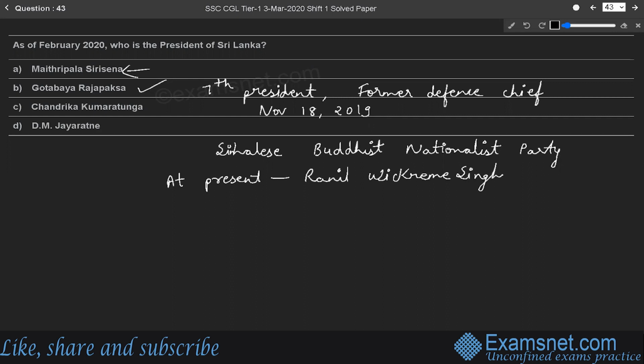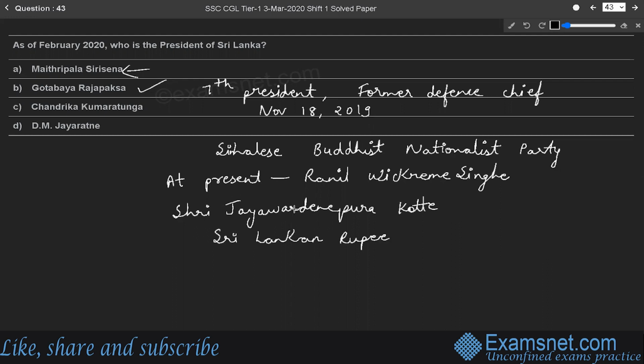Do you know anything about the capital and the currency of Sri Lanka? The capital of Sri Lanka is Sri Jayawardenepura Kotte, and the currency of Sri Lanka is the Sri Lankan rupee. The major religion in Sri Lanka is Buddhism. Also, the highest peak of Sri Lanka is Mount Pidurutalagala, which is a very famous name.